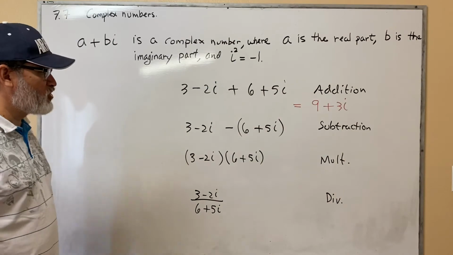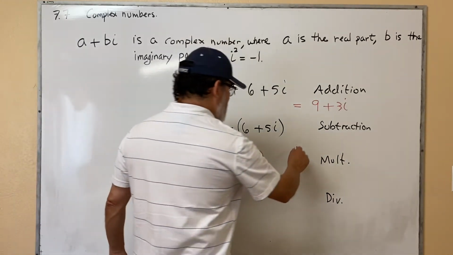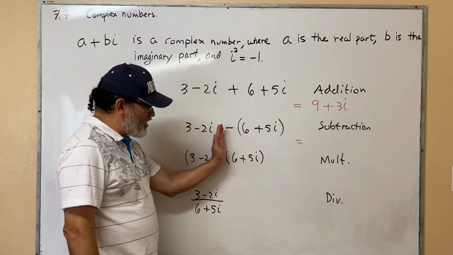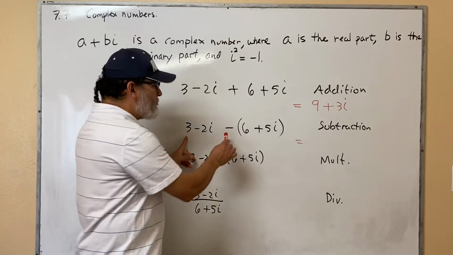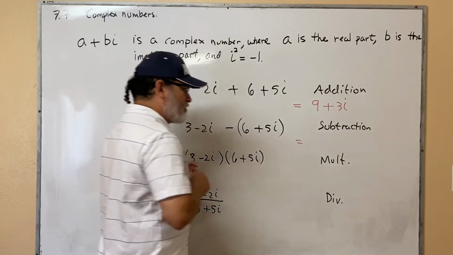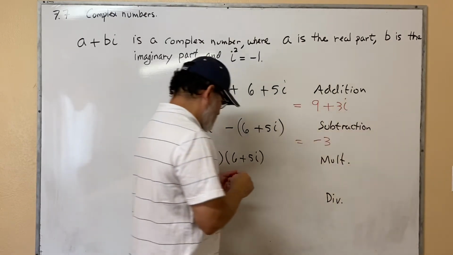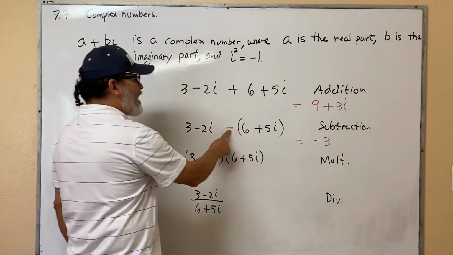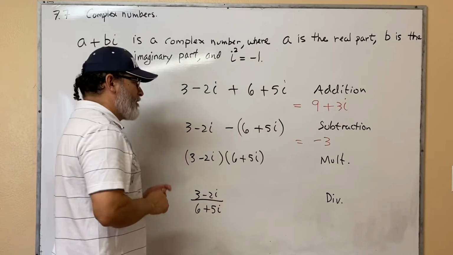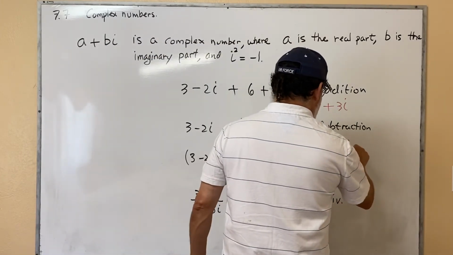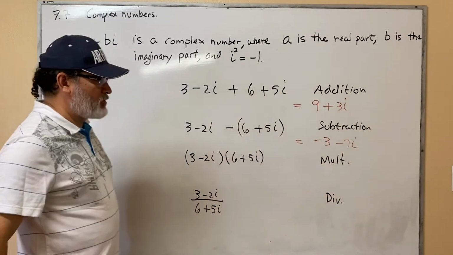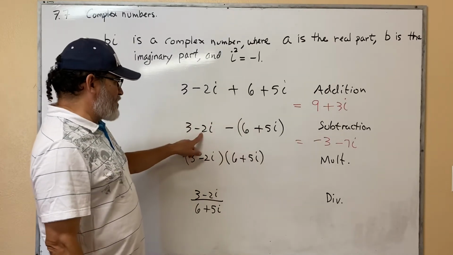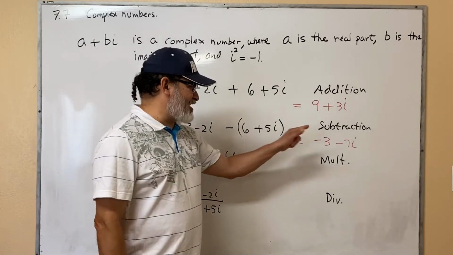Next, how about this one? Subtract. Let me do subtraction here, okay? Don't forget, when you subtract this negative, it's distributed. So what's 3 minus 6? That's negative 3. Don't forget, this is distributed. So what's negative 2i minus 5i? 3 minus 6 is negative 3. Negative 2i minus 5i is negative 7i.